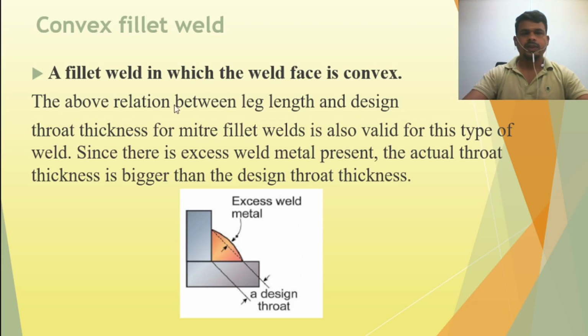So the above relation between leg length and design throat thickness from the mitre fillet weld is also valid for this weld. Since there is excess weld metal present, the actual throat thickness is bigger than the design throat thickness. So in the mitre we see actually only the design throat thickness, but this is bigger than the design throat thickness. This is the excess weld metal. So if you want to calculate the design throat thickness and leg length, we need to consider until here only, and after that this is the excess weld metal.